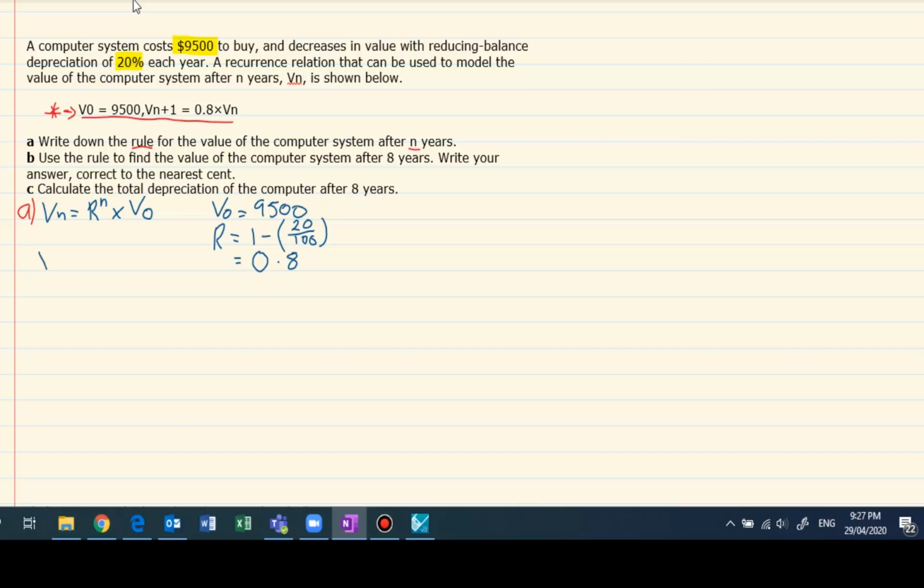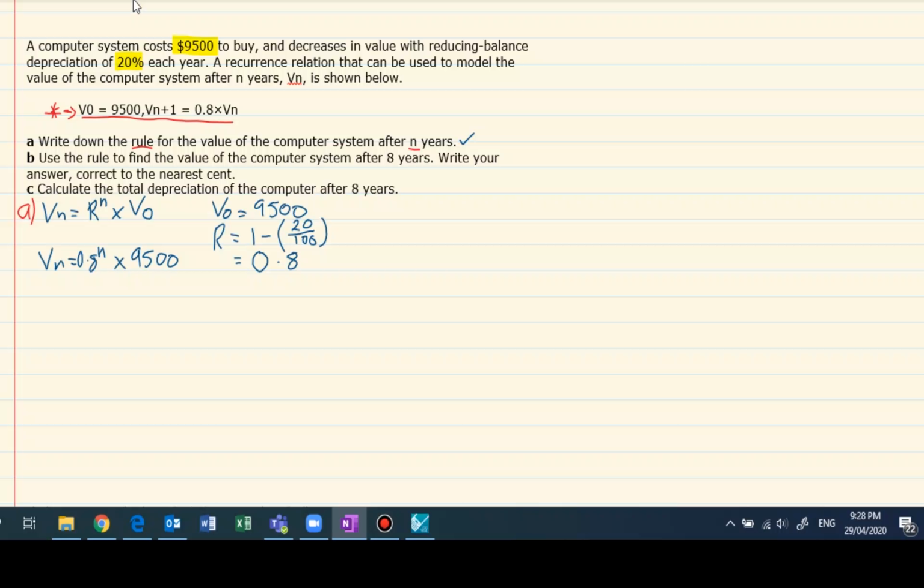So our rule is Vn equals R to the power of n. Sorry, what am I doing there? Start putting in some values: 0.8 to the power of n multiplied by 9,500. Done. Okay. Use the rule to find the value of the computer system after 8 years.